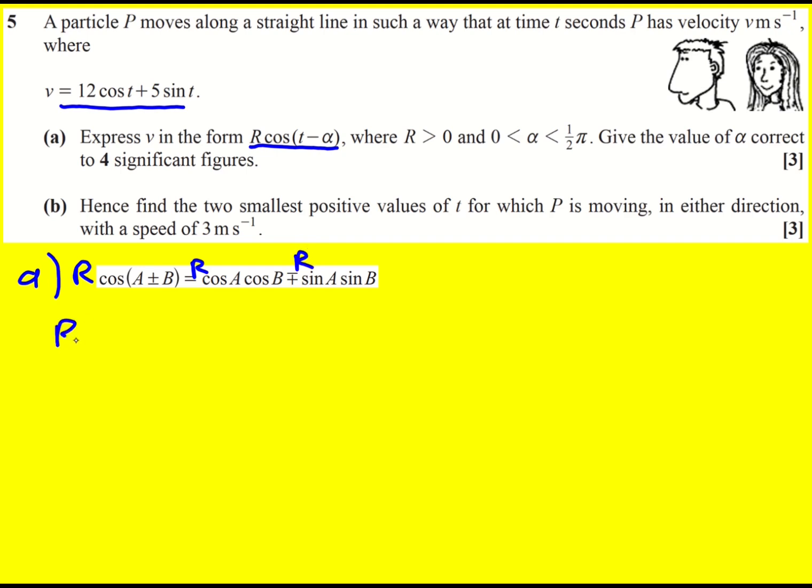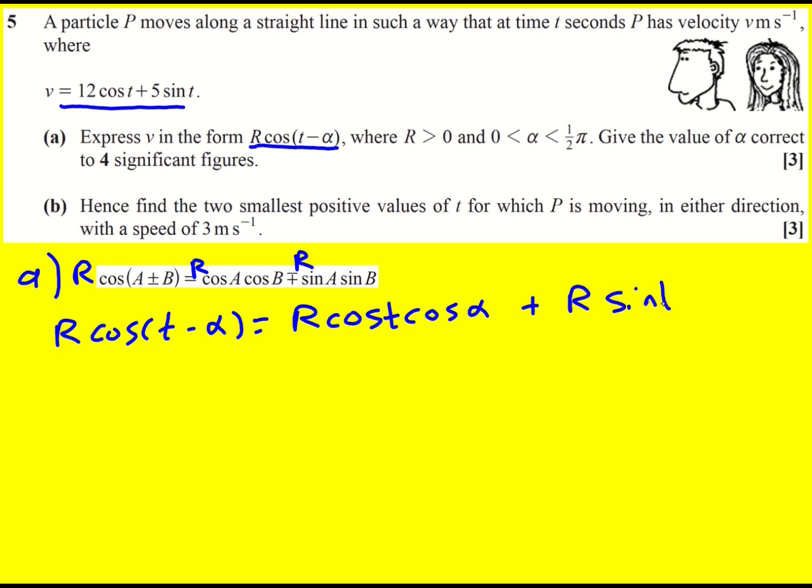So therefore, in our case, r cos(t minus alpha) is going to equal r cos t cos alpha. Now, because there's a minus, I'm following the bottom one, so it's going to be plus r sin t sin alpha. This is an identity, and I'm going to try and set it equal to our 12 cos t plus 5 sin t.